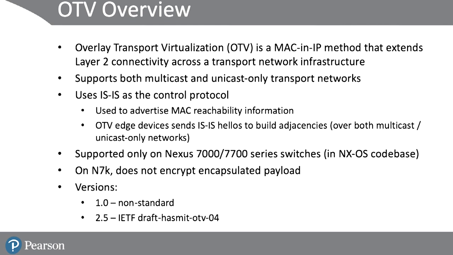OTV uses ISIS as the control protocol. It uses ISIS to advertise the MAC reachability information to the remote sites, and also to build adjacencies across the OTV edge devices. OTV is supported on Nexus 7000 and Nexus 7700 switches. Apart from the Nexus switches, OTV is also supported on ASR 1000 series routers. In this sub-lesson, we are not going to talk about ASR 1000 series routers, but primarily focus on Nexus 7000 series switches. One other thing to note is that the Nexus 7K switches do not encrypt the encapsulated payload. OTV has two versions: 1.0, the non-standard one when it was initially introduced, and version 2.5, which was introduced as part of the IETF draft.